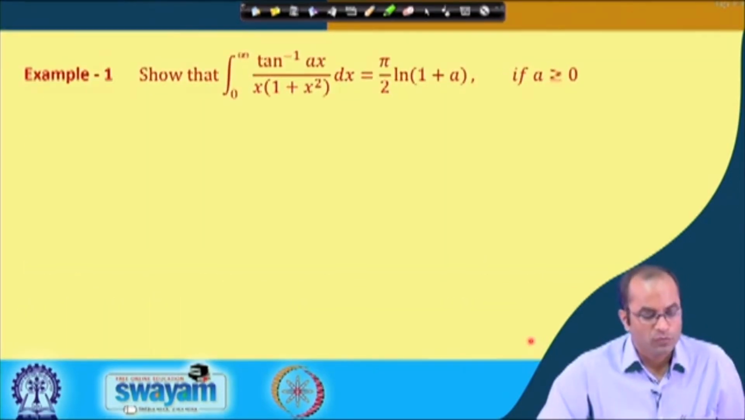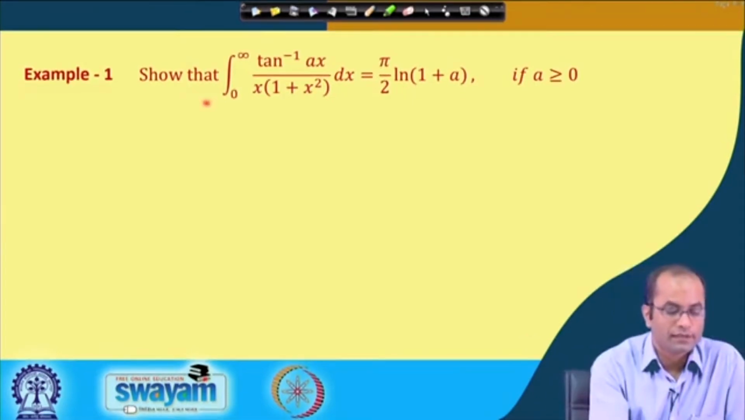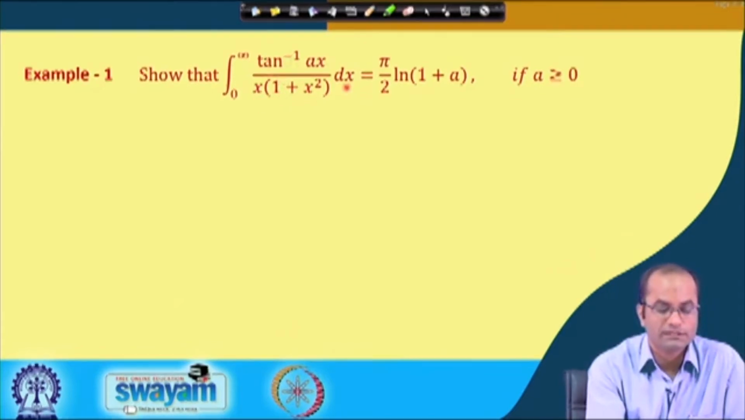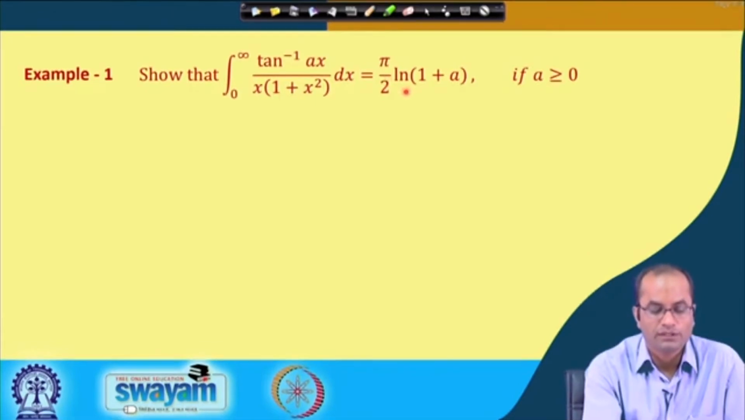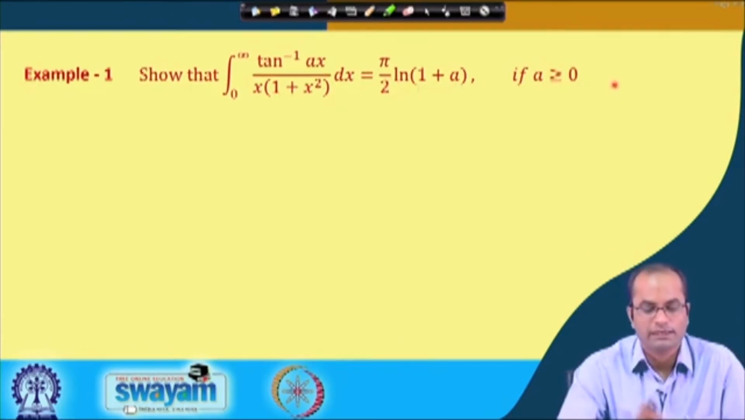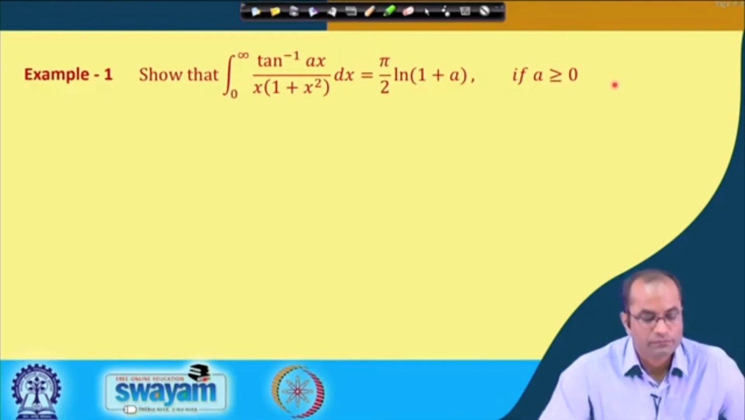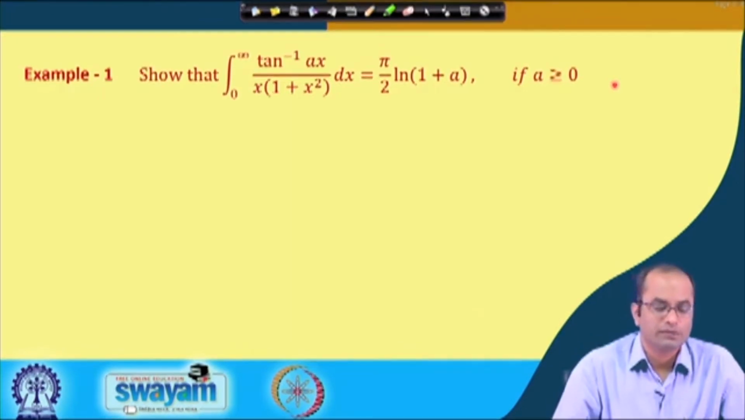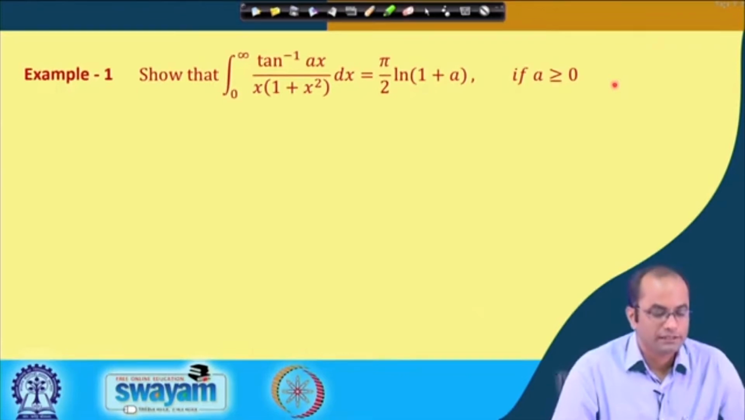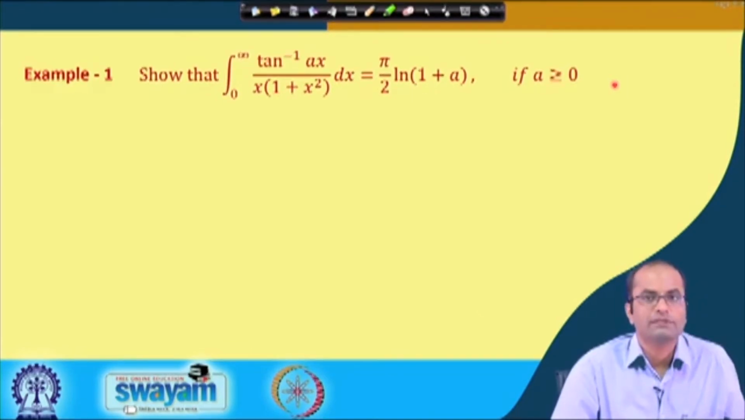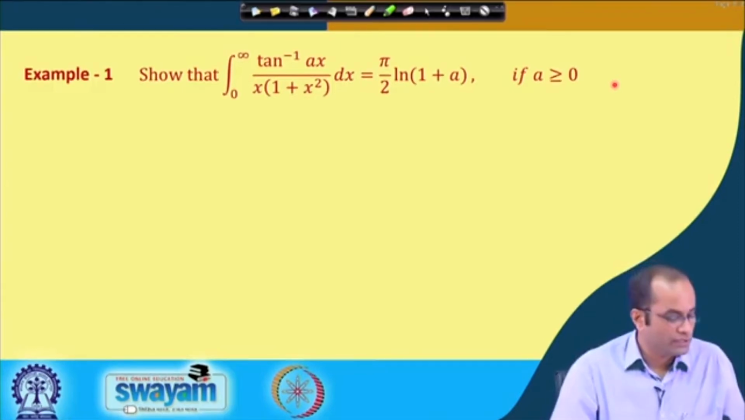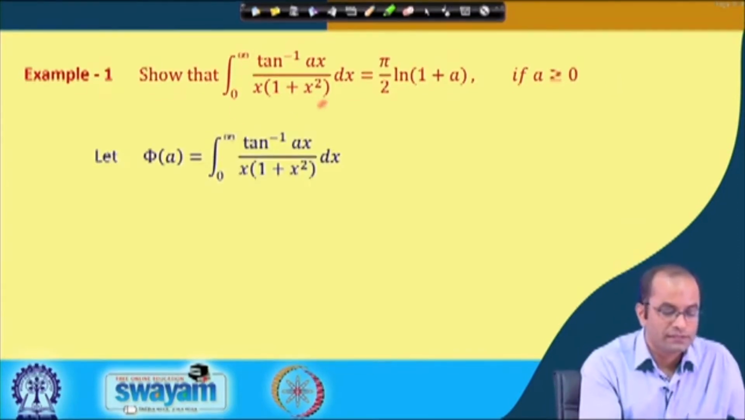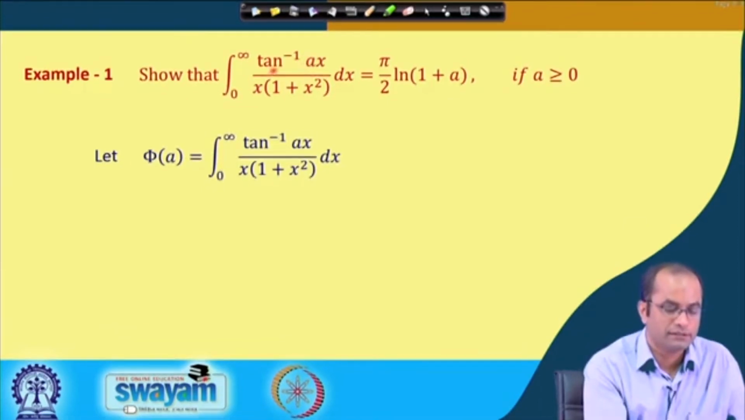Now in this example 1, we will show that the integral from 0 to infinity of tan inverse a x over x times 1 plus x square dx is pi by 2 times the logarithm of 1 plus a, where a is greater than or equal to 0. This idea of differentiation under the integral is very often used to compute such complicated integrals, and they become very simple with this idea, because we consider the given integral as a function of a, because a is there in the tan inverse.